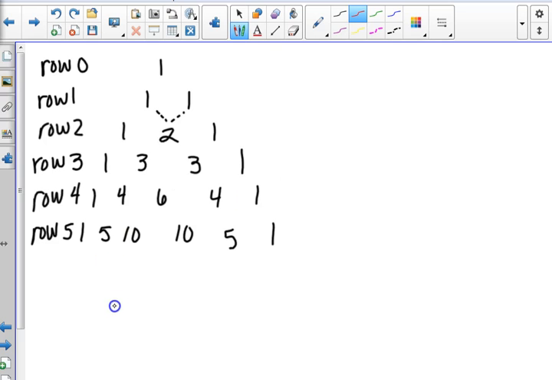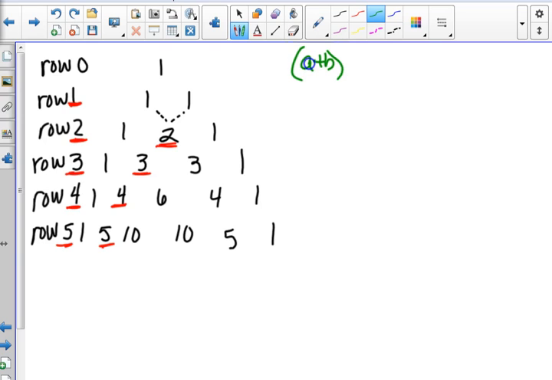The important things you need to notice. Row 1 only has 1s, but row 2, the second number is 2. Row 3, the second number is 3. So that tells you the row number as well. Now, we're going to talk about why we need to know this.